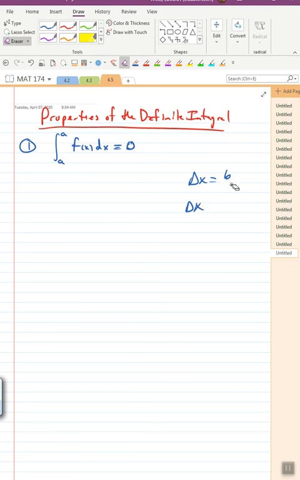Most of these properties are going to be like this. They're going to be common sense things. Second one, this one's not so much common sense as a definition, although if you think about what it's saying, it does make sense. If I integrate from b to a of a function, how is that going to relate to the integral from a to b? That is the one where I switch the two limits.